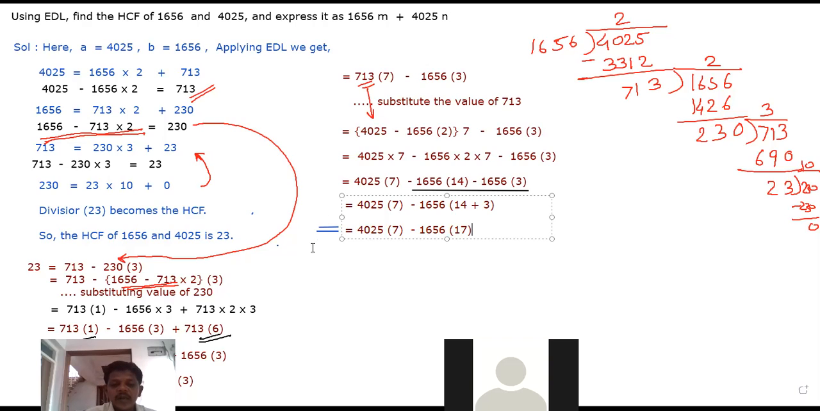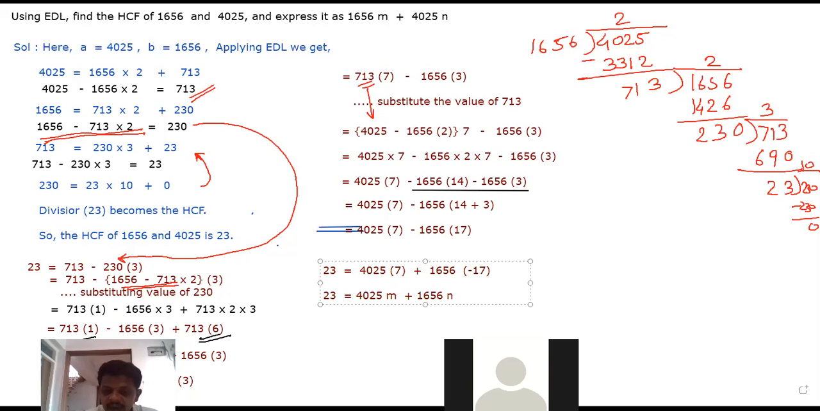All this is equal to 23. Ultimately, I have got 23 is equal to 4025 into 7 plus 1656 into minus 17. Minus outside the bracket goes inside the bracket. Ultimately, 23 is nothing but 4025m plus 1656n, where m is equal to 7 and n is equal to minus 17. Always one will be positive, one will be negative, because you are going to get a smaller answer.